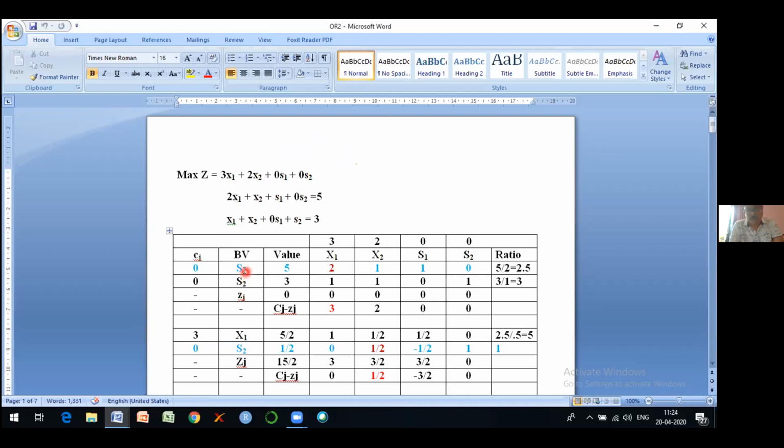Now again go to the objective function. The coefficient of s1 is 0, the coefficient of s2 is 0. That we have to write here under the Cj column. S1 coefficient is 0, S2 coefficient is 0. Now go to the first constraint.